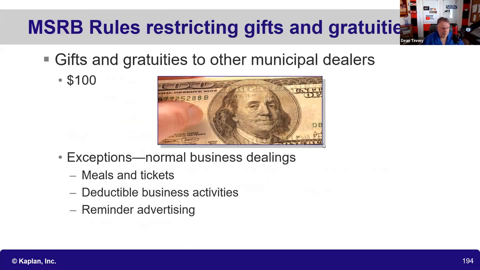Very testable: the maximum gift or gratuity rule that one employee can give the employee of another firm is $100. Very testable. It doesn't count normal deductible business activities. It does not count reminder advertising.